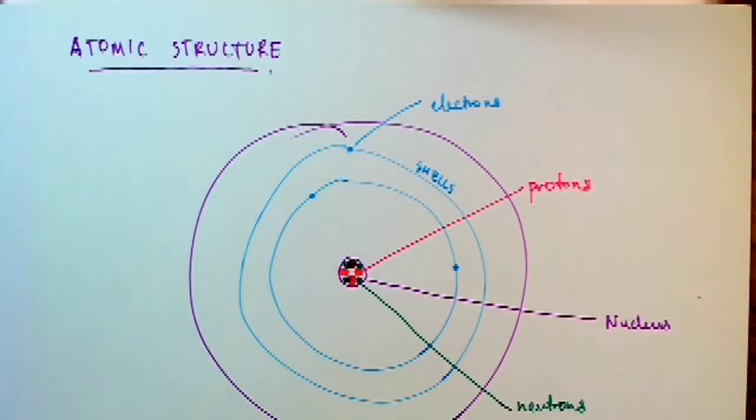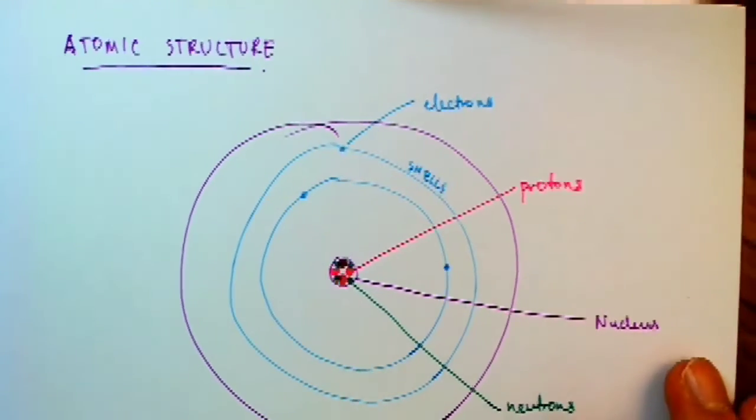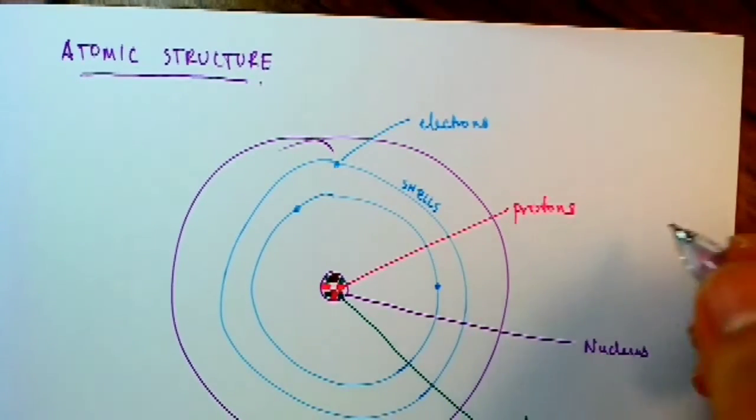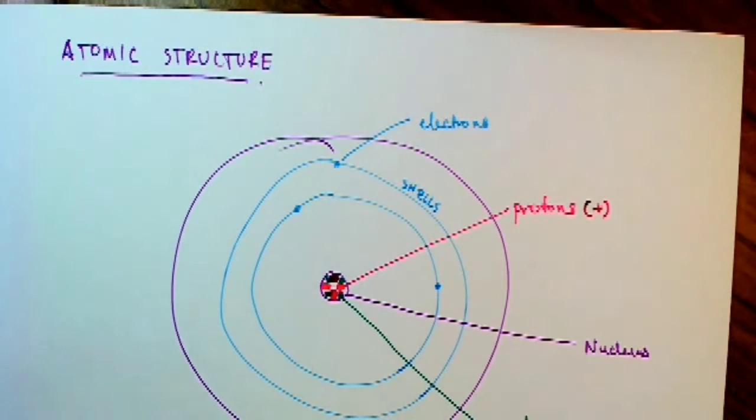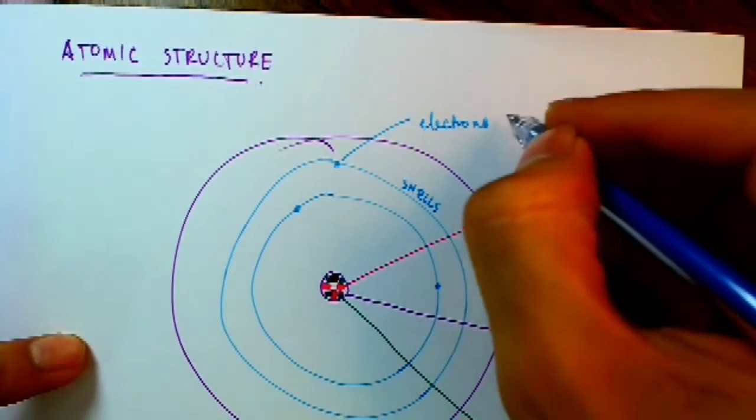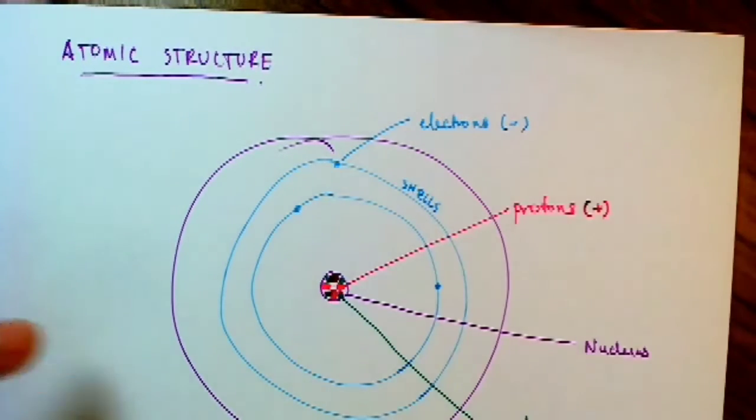Now we will discuss the charge of these particles. Protons have a positive charge. Electrons have a negative charge. And what about neutrons? One more particle is there. What is that? Neutrons have a neutral charge. There is no charge for neutrons.